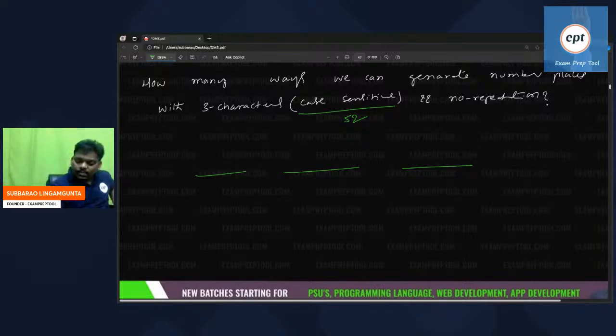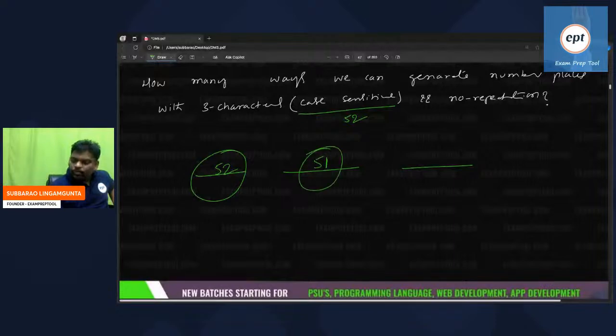I think here 52 possibilities. Because repetition is not allowed, 51. Here 50. So 52, 51, 50. No repetition is allowed, case sensitive: 52, 51, 50. And one more thing, out of 52, assume it is A, B, C. ABC is one group, right? ABC is one way of generating.